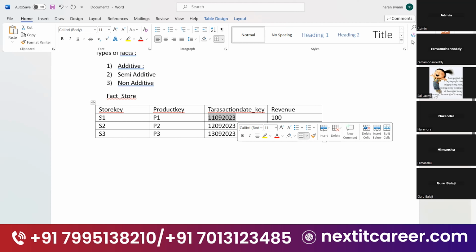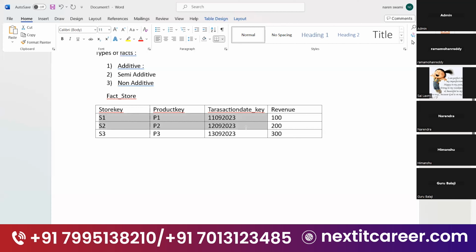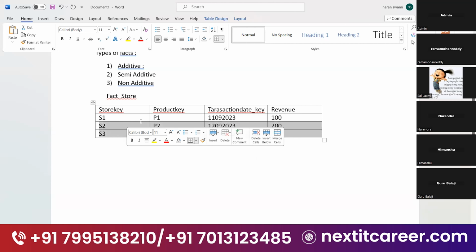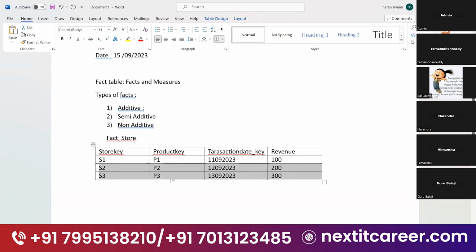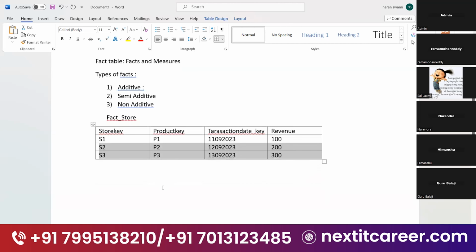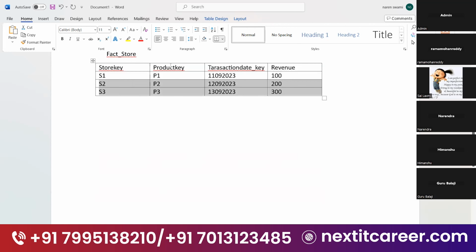By using all the columns, you can derive what is called a cumulative fact table. And what is a snapshot fact table? A snapshot fact table is where we capture a particular product's state at an instance of time. That is called a snapshot fact table. Examples are semi-additive and non-additive. So these are the fact tables, and this is one example of a fact table.